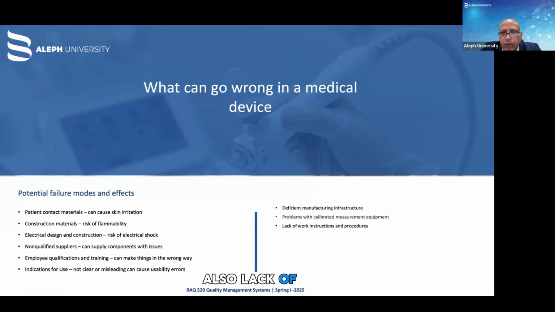Also, lack of work instructions and procedures. A lot of times this happens in any type of medical device operation: they don't have enough instructions or they don't follow instructions and procedures. And that's a big problem because sometimes people write instructions but don't follow them. That can cause issues with the reliability of the system, with the design, and with the manufacturing.